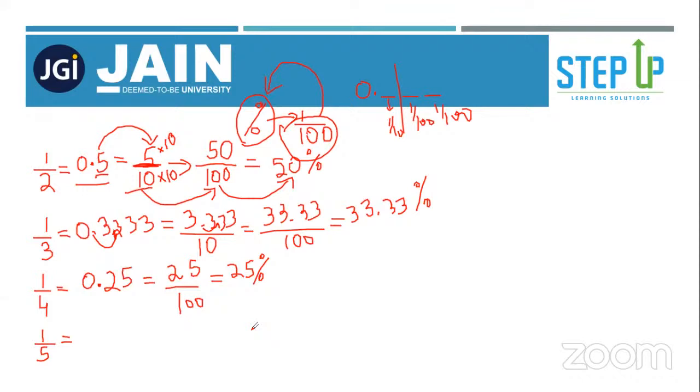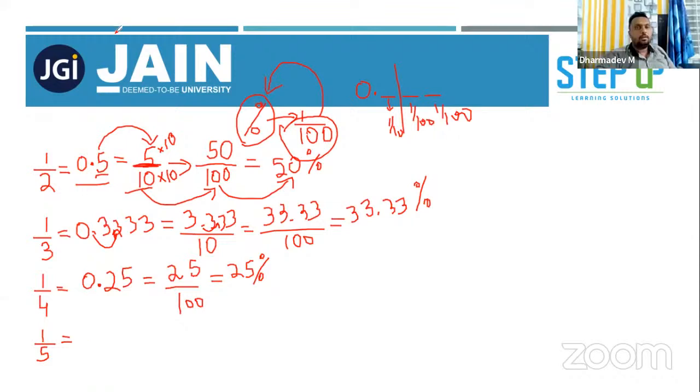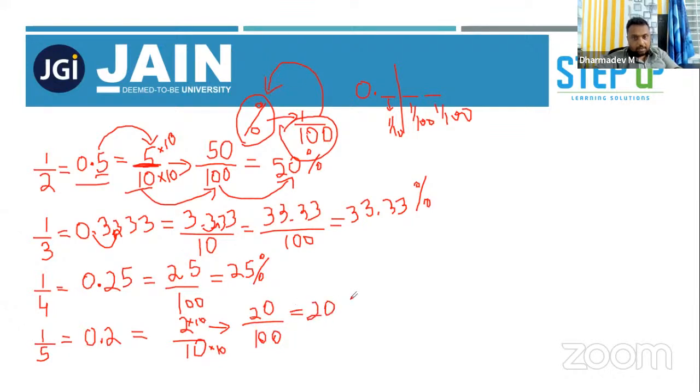Done. Now, 1 by 5, what is the decimal value? 0.2. What is it in fraction? 2 by 10. Now, the denominator is not out of 100, so I'll write it by multiplying numerator and denominator by 10. So it is 20 by 100. Got it? Yes. So I'll write it as 20 percentage. Did you get it?